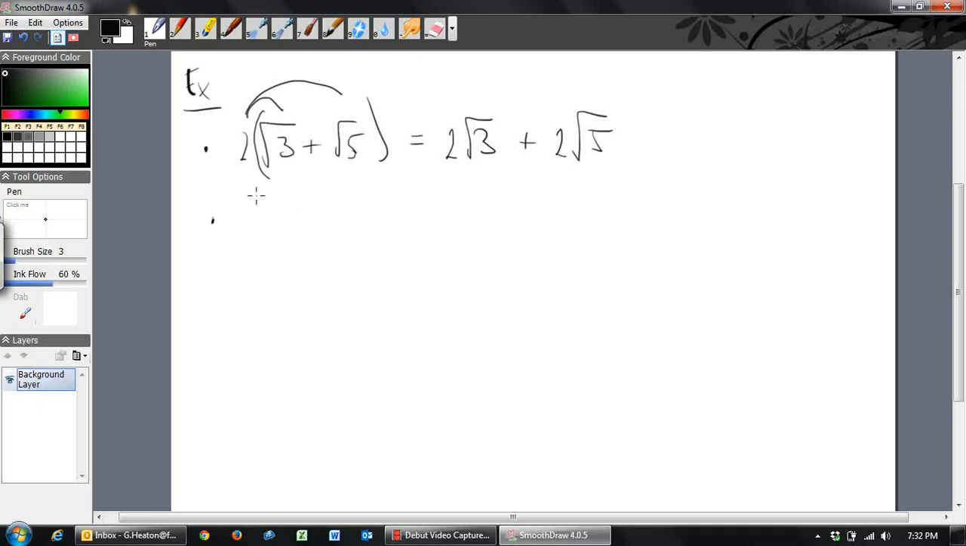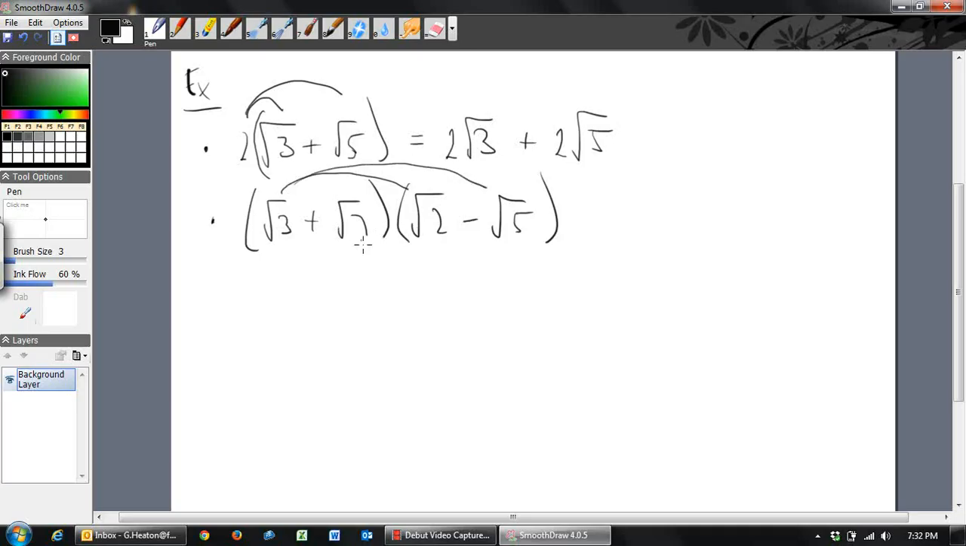If you've got some other situation where you've got, like, say, root 3 plus root 7 times root 2 minus root 5, something like that. Again, it behaves exactly like algebra. You multiply, you FOIL, you expand the brackets like such. Okay, so let's have a look at that. If we expand it, let's do it.